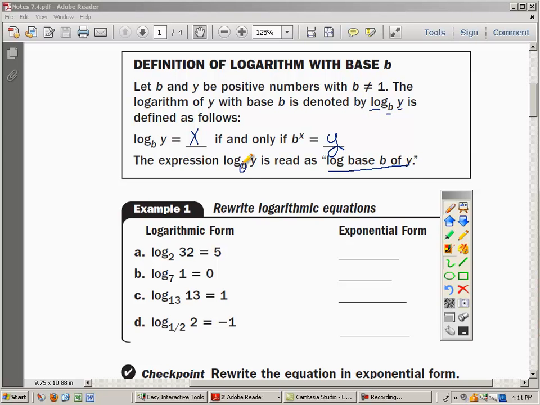Again, the expression log bottom number b is read log base b of y. So we're taking the logarithm of the number y with a base of b. All right, so we're going to write some of these. We're going to kind of change back and forth between logarithmic form and exponential form.